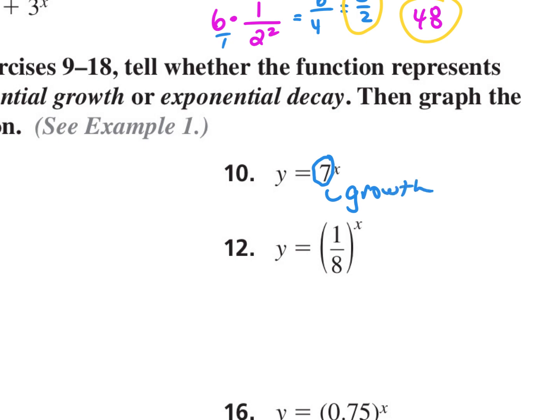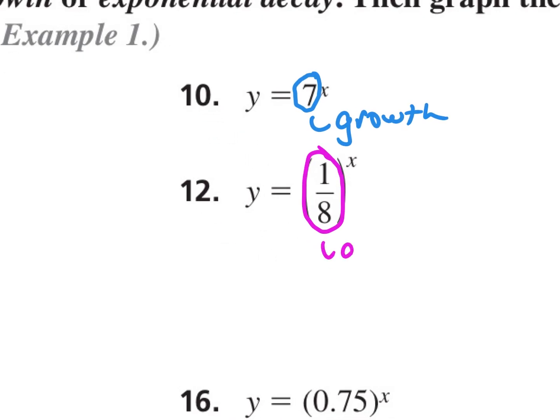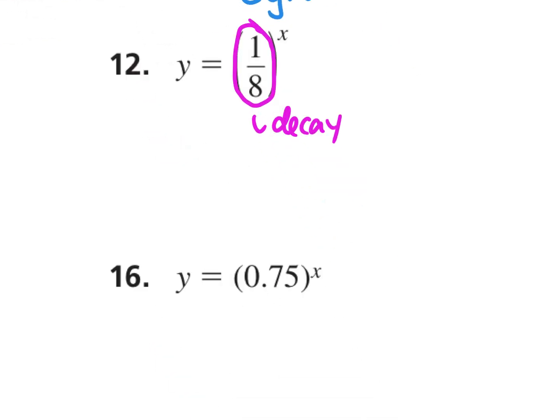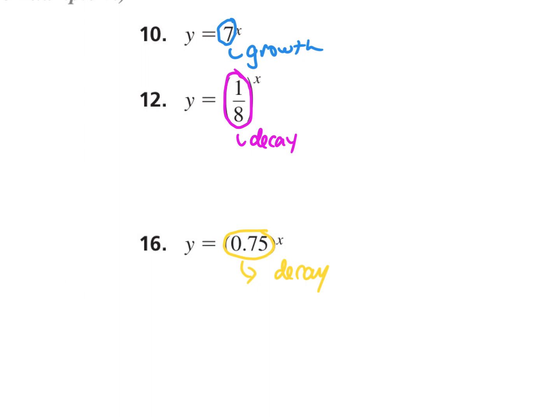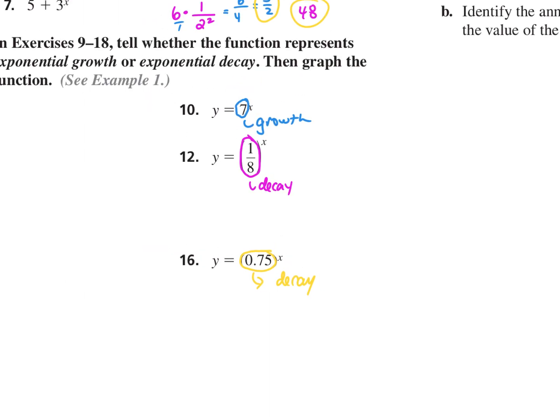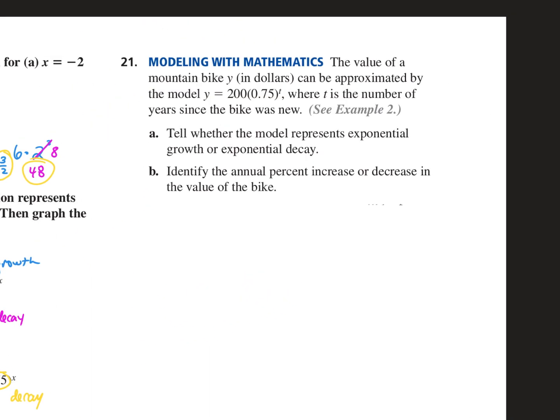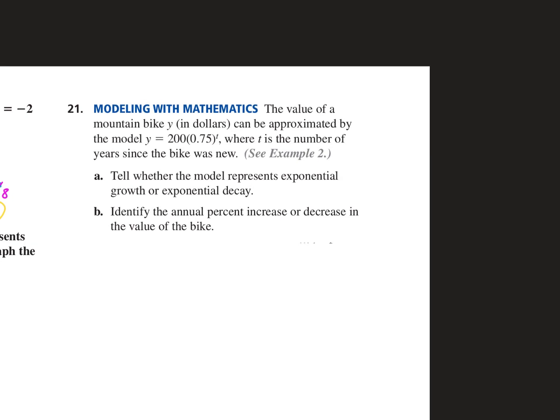Perfect. So now I look here, 1/8. Bigger than 1 or in between 0 and 1? So it's a growth. Perfect. Good job. 0.75. Think money. Bigger than 1 or in between 0 and 1? So it's a decay. All right, you guys want about 25 of those on the test? You like those? I'm not making them, so I can't tell you.